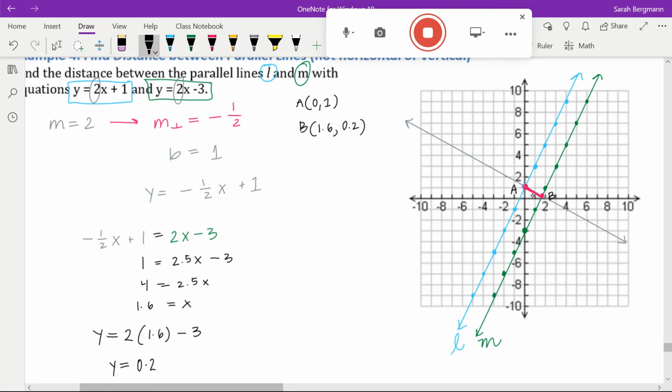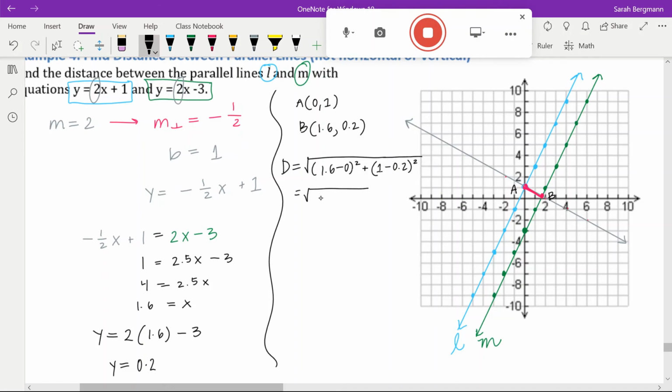Finally, I need to find the distance from A to B. So using these 2 points, A and B, I can use the distance formula. So I have the difference in the x values, 1.6 minus 0, plus the difference in the y values. It doesn't matter which order, I'm going to keep it positive, so I'll take the larger number first, 1 minus 0.2.